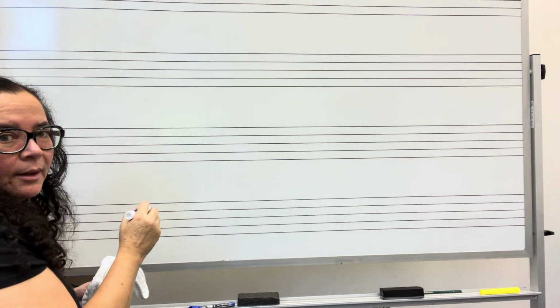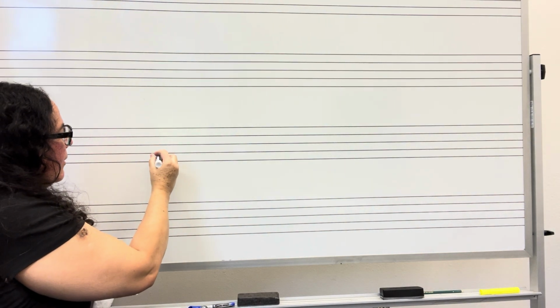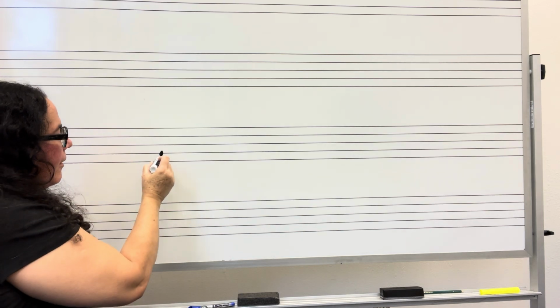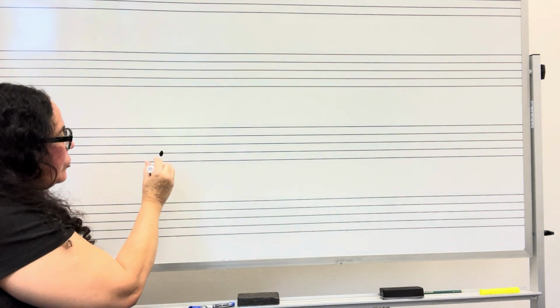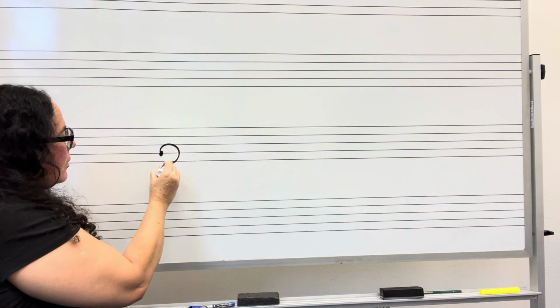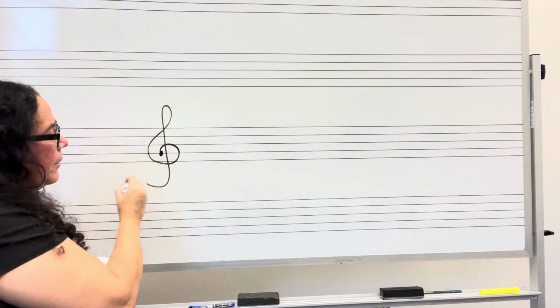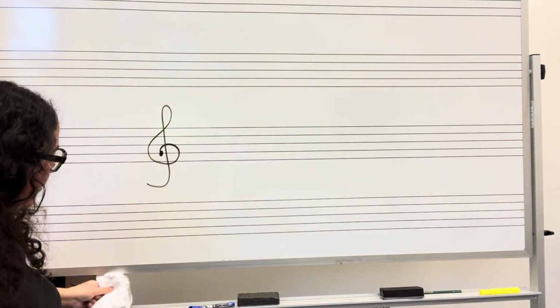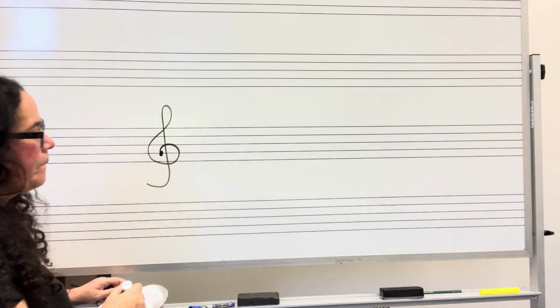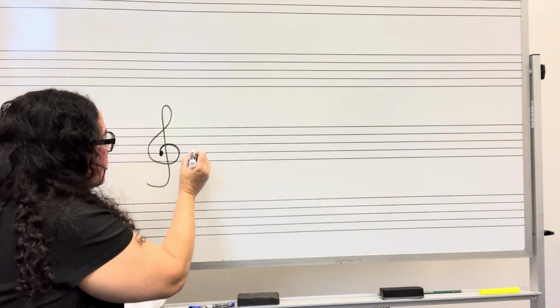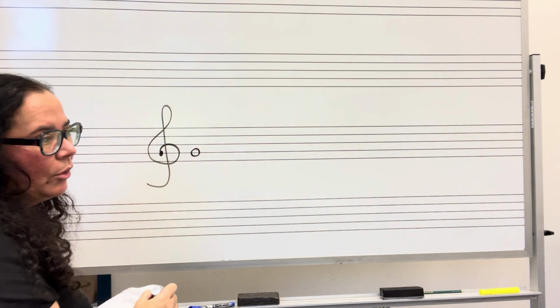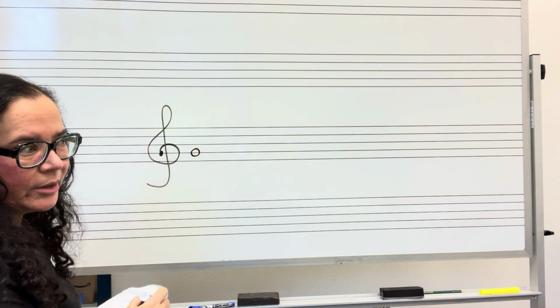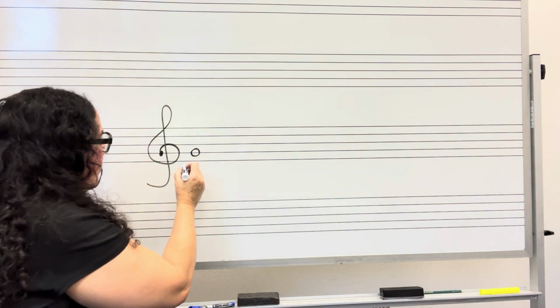We're going to do the treble clef. The treble clef starts on the second line, goes around the third and the first, and up. The note that's on the second line is the given note of the clef, Sol or G, so it's the G clef.